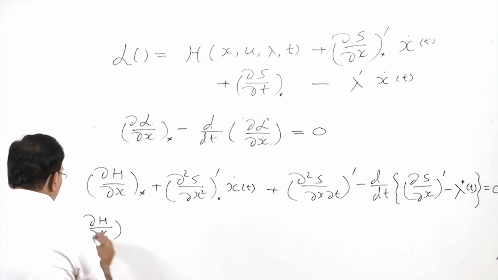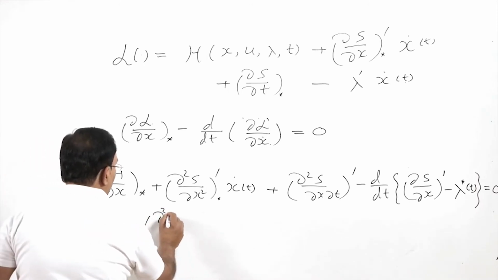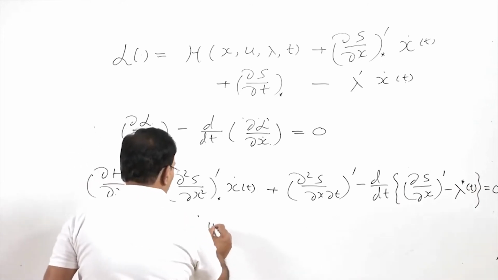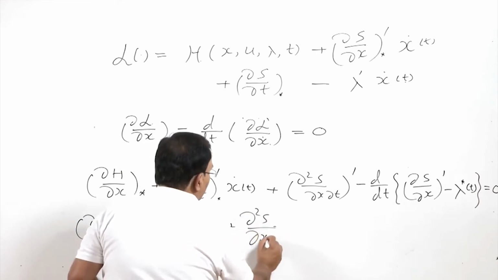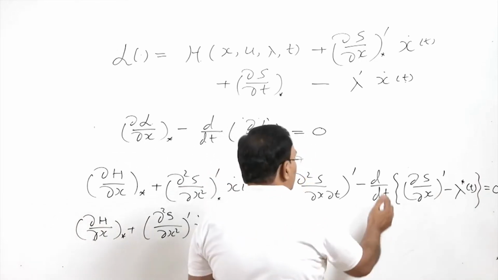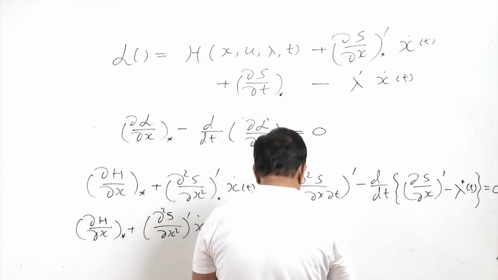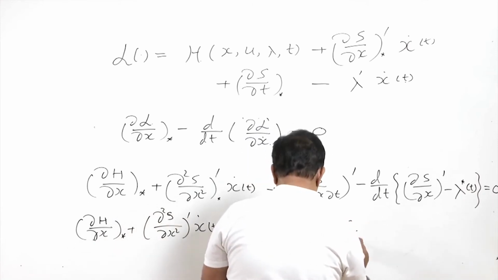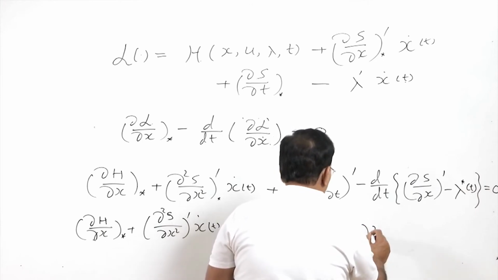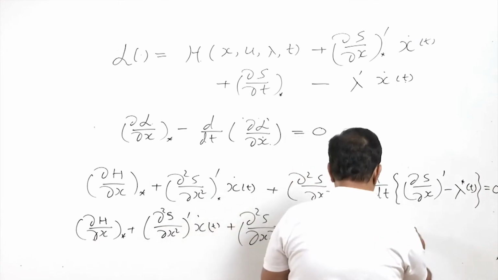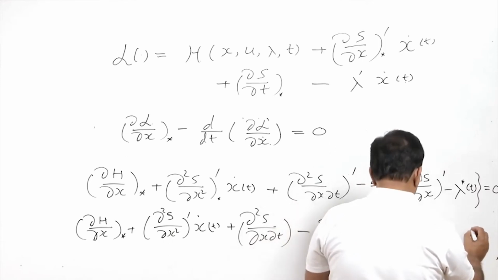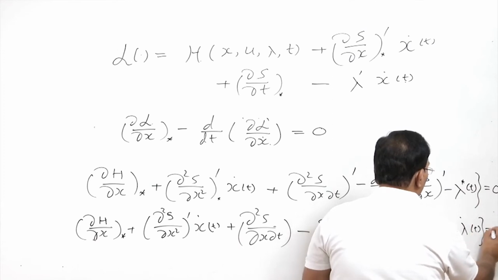So, I have this term as such: ∂h/∂x + ∂²s/∂x² ẋ(t) + ∂²s/∂x∂t − d/dt(∂s/∂x), what actually will we get? ∂²s/∂x² ẋ(t) + ∂²s/∂x∂t − λ̇(t), all equal to 0.